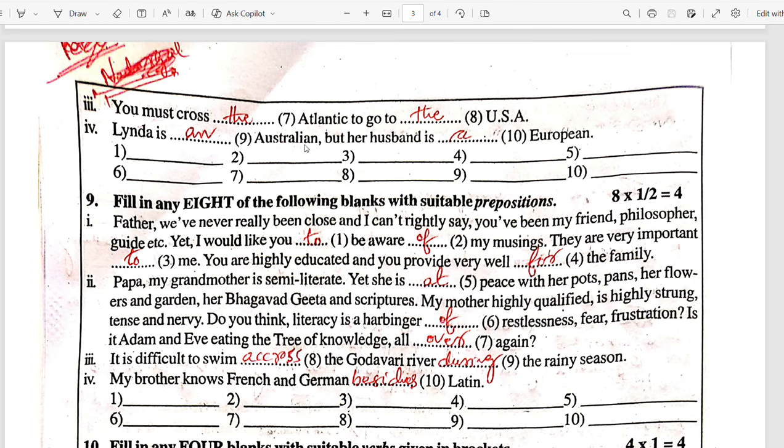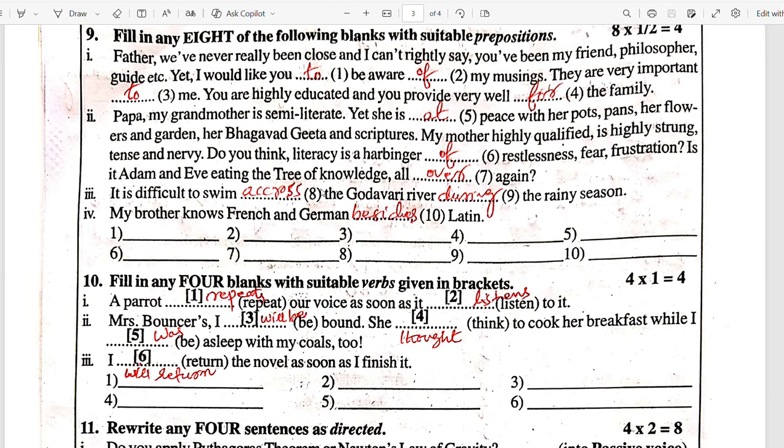Linda is an Australian, but her husband is a European. Here, many of the students think that European, E is a vowel sound, but European, you're talking about European. Actually, in phonetics it is a "yu" sound, a consonant sound, a European. So you have to be very careful when it comes to such words. Is an honest person. Actually it starts with H, but what we think normally is a honest person. No, it's honest. We pronounce the O sound. Then you have to go for an honest man. There are some exceptions.